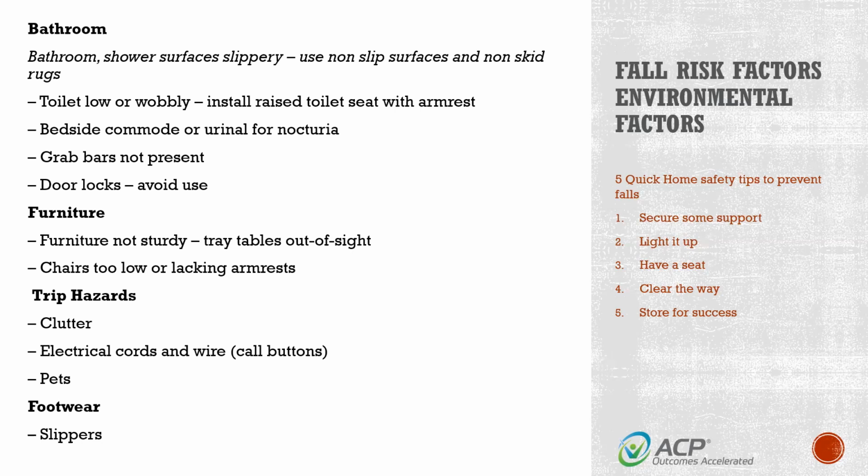Lighting, obviously we want to be replacing burnt out light bulbs, but looking at the type of lighting we're using as well. If it's an option to modify using non-glare light bulbs, blue tint LED lights, that can help to reduce fall risk. Having a seat, encouraging our residents to sit while they're getting dressed, and making sure they have a sturdy chair to sit in.